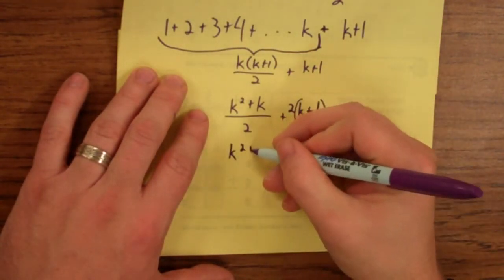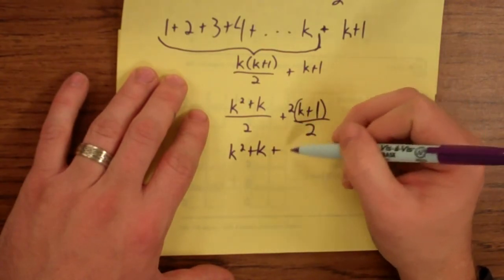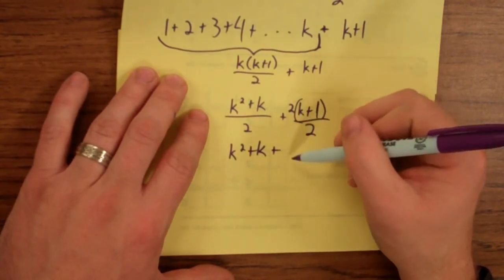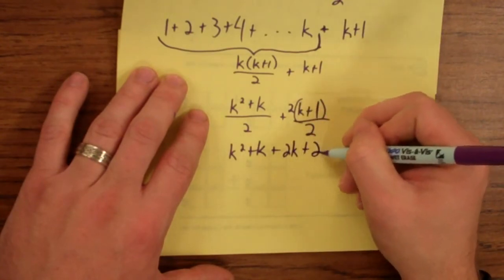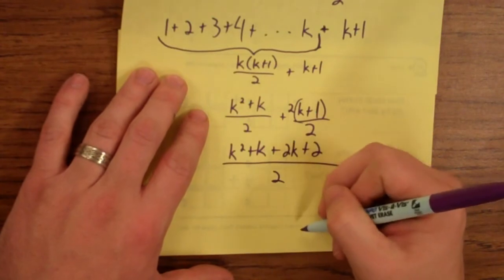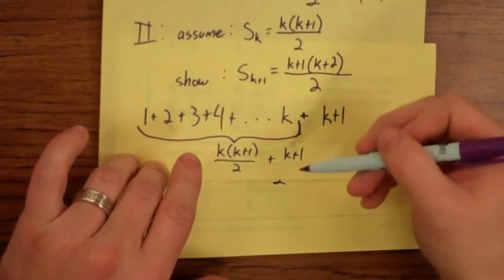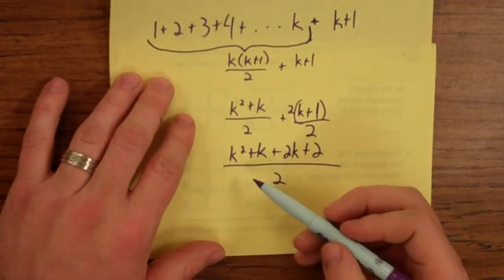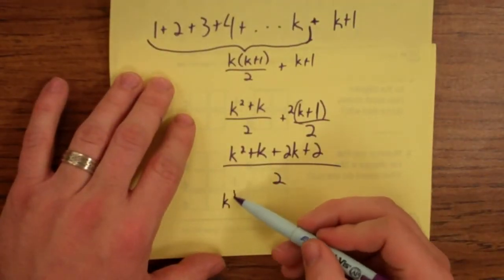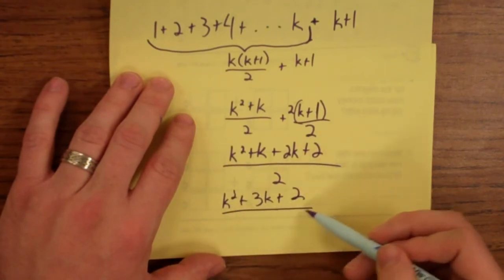So now I can add them together. I have k squared plus k plus, well, I'm going to write this down in a little bit simplified way. I'm going to distribute the 2: 2k plus 2, and now it's all over 2. Alright, so we're getting closer. This looks more like the formula that I want. It's all over 2. So let's see, now we have k squared plus 3k, combining like terms, plus 2 over 2.